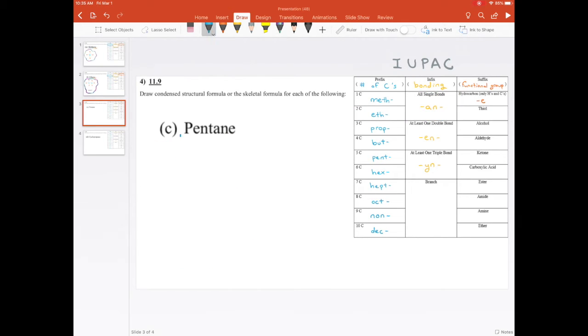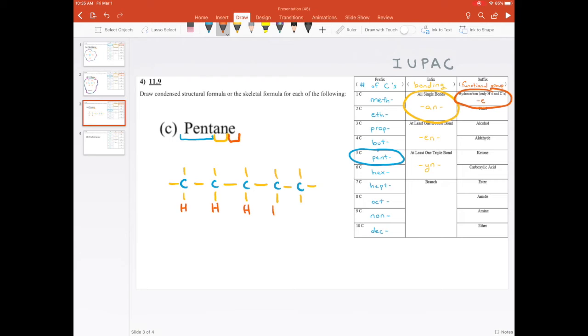Pentane. First, look at the prefix. That tells you how many carbons you have. The prefix pent stands for 5 carbons. So we're going to have 1, 2, 3, 4, 5. The infix AN tells you that we have all single bonds for all of those carbons. So each carbon is going to get 4 single bonds. Last but not least, the suffix E is telling us that we have a hydrocarbon. So at the other end of those bonds, it's just going to be hydrogen. That's the only other element that we could use here.